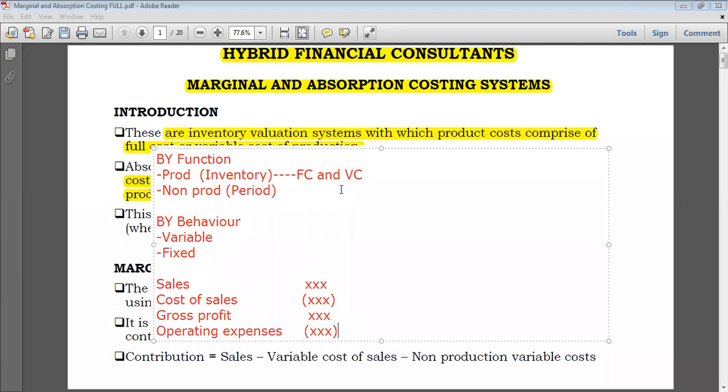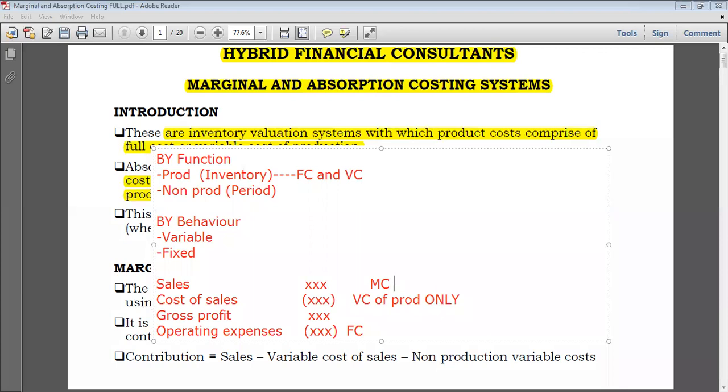So when speaking of marginal costing, this cost of sales here would have variable costs of production only, strictly only. Where do fixed costs go? Fixed costs come here as operating expenses. That's why I say they are treated as period costs.